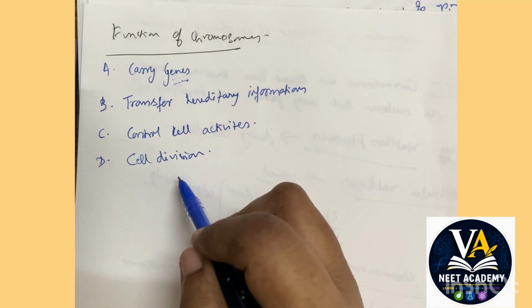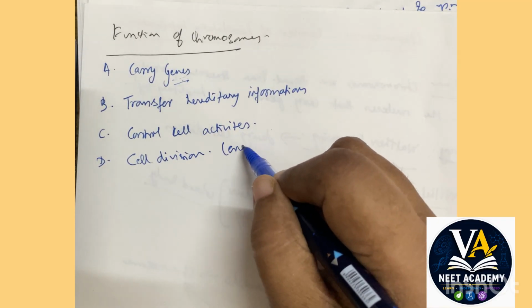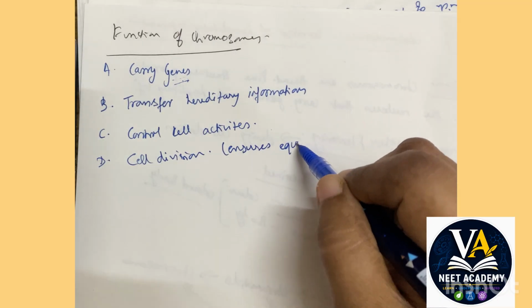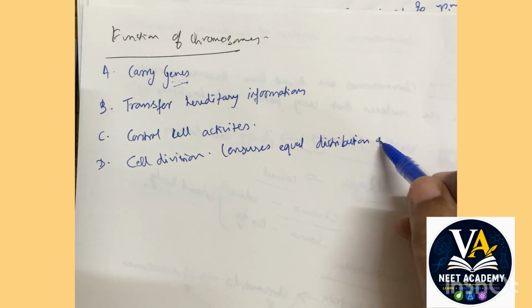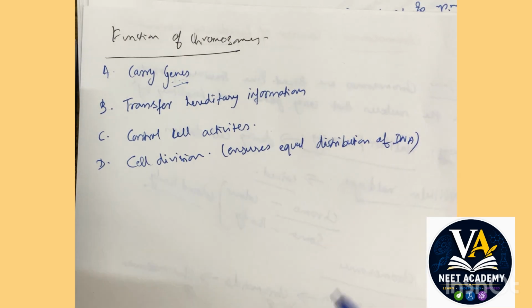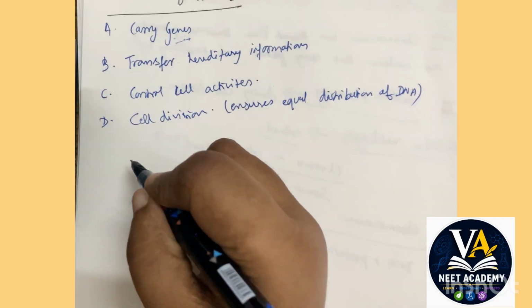So, what is the role in cell division? It ensures equal distribution of DNA to the offspring. So, the mother's chromosome as well as the father's chromosome has to be equally distributed to the next generation. This is being done by the chromosome. Next we will see chromosome number.